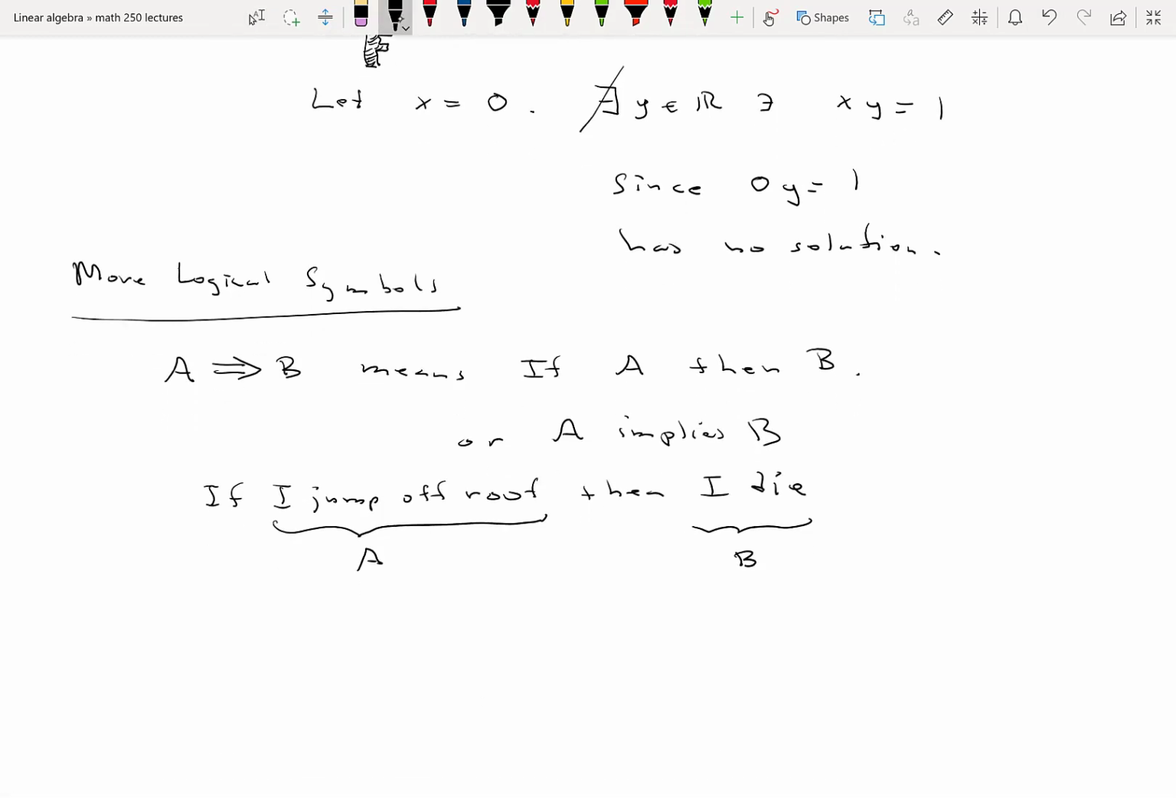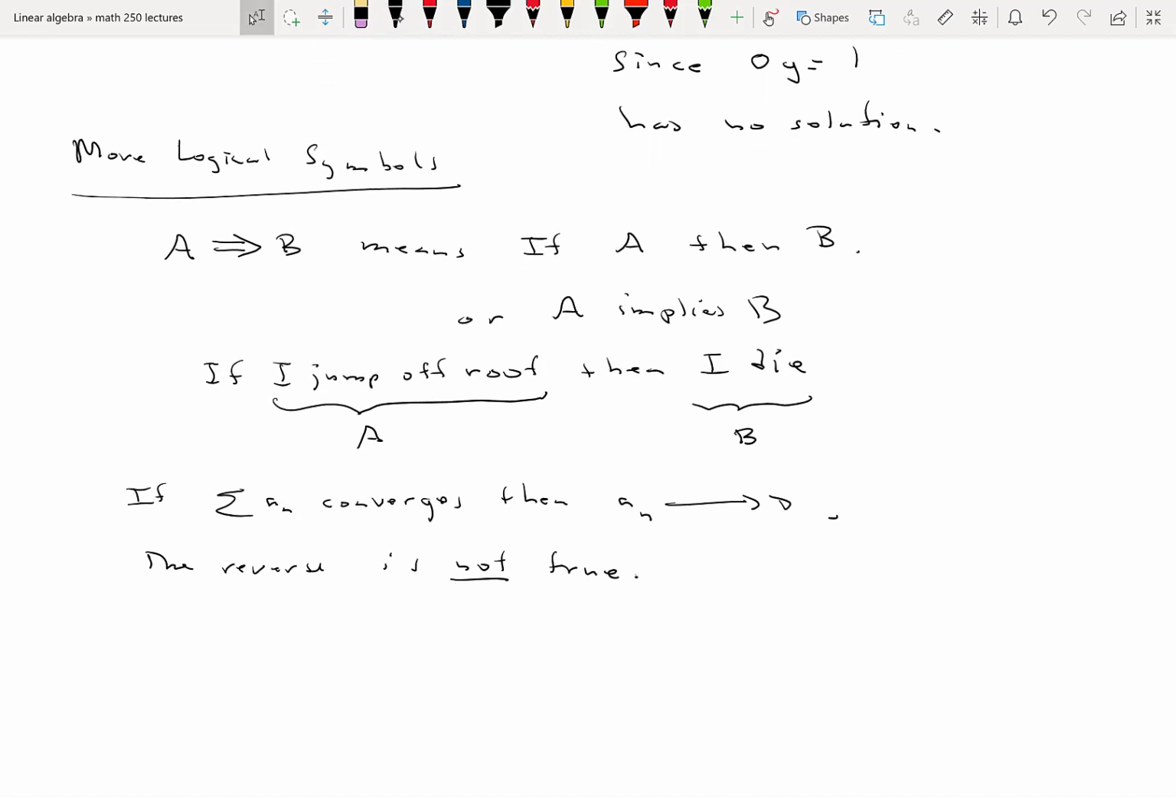A classic example for you is from Calc 2. If a series converges, then the general term must approach zero. That's true. However, the reverse is not true. If the general term approaches zero, the series need not converge.